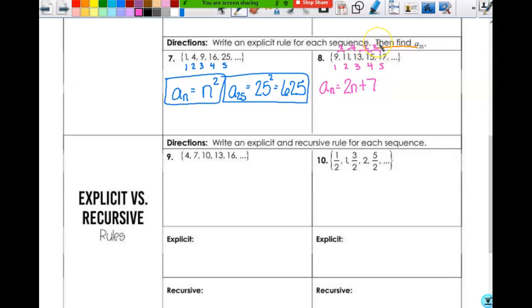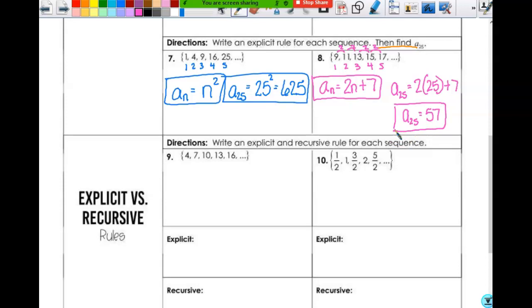That's what that 2 tells you. So that's that part. Then I have to find a sub 25. Well, that's going to be 2 times 25 plus 7. So a sub 25 is 57. Okay. We good so far?